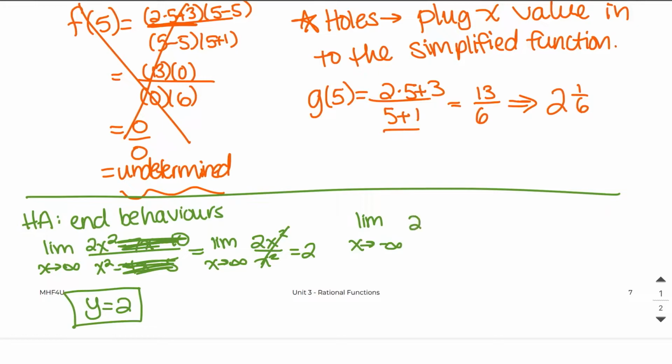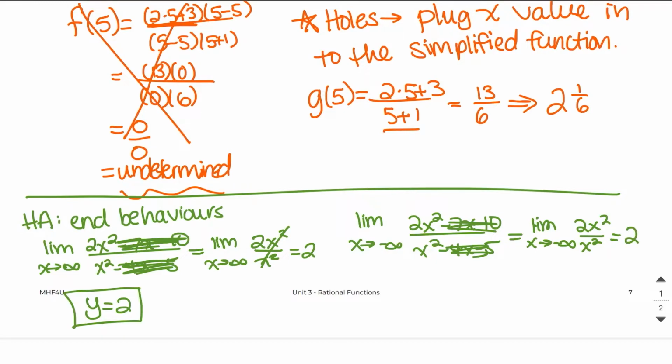So if I were to approach negative infinity, this minus 7x minus 10 and this minus 4x minus 5 don't really matter when we're talking about super large values of x, or super large negative values of x. So I get the limit as x approaches negative infinity of 2x squared over x squared, which is still 2. So I get y equals 2.